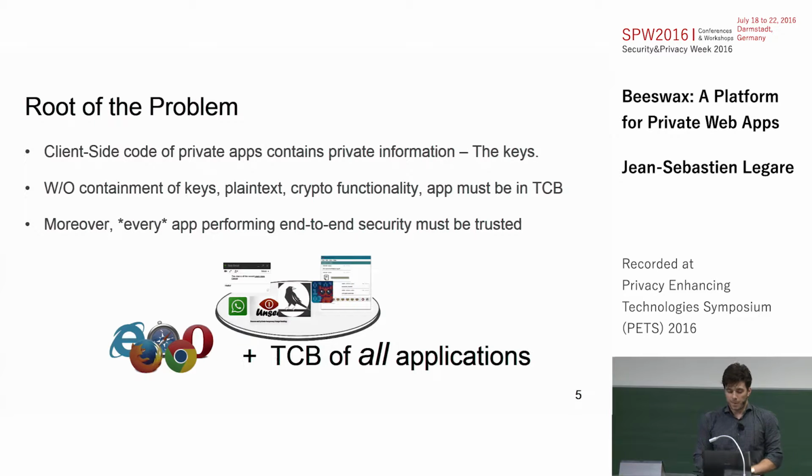So the problem with these applications is that the client-side code does everything. It has the private information, the keys, the plain text and the crypto functionality, so all of the application must be in a trusted computing base. Moreover, this has to be done for every application. So what you end up trusting in the case of web applications that enhance privacy is the browser you use, the browser platform, and all of the applications in one bucket. You have to trust everything.